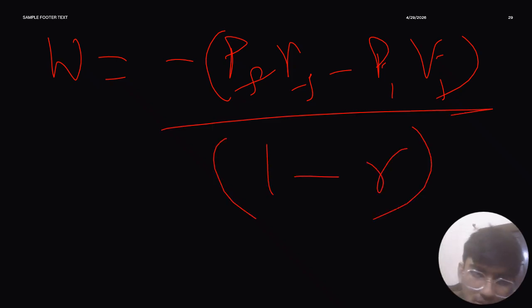Clear? This will be the expression of work done, and in this way you can find the dU value also here. Okay, so this was your adiabatic process. I discussed with you the three forms of adiabatic: PV power gamma constant, TV power gamma minus 1, and one more that we discussed in the last session. So this was our application of the first law of thermodynamics in different thermodynamic processes. Graphs we discussed earlier, and these are the concepts which you must know.